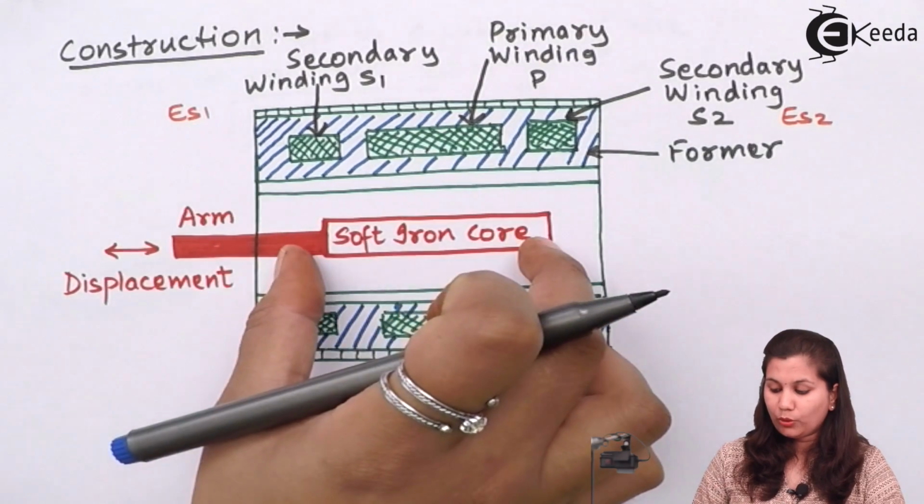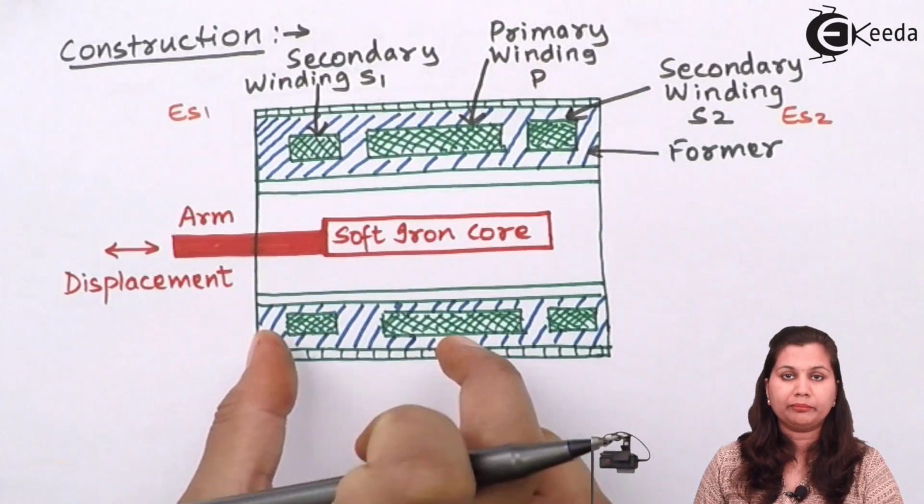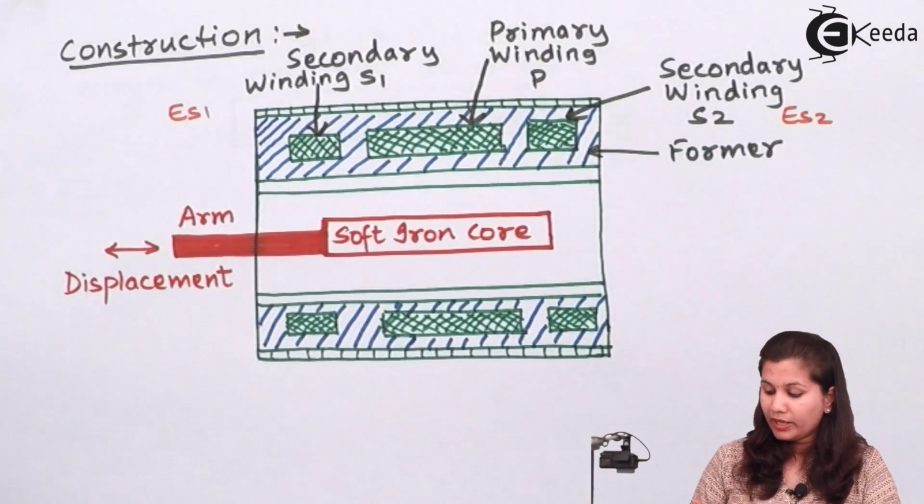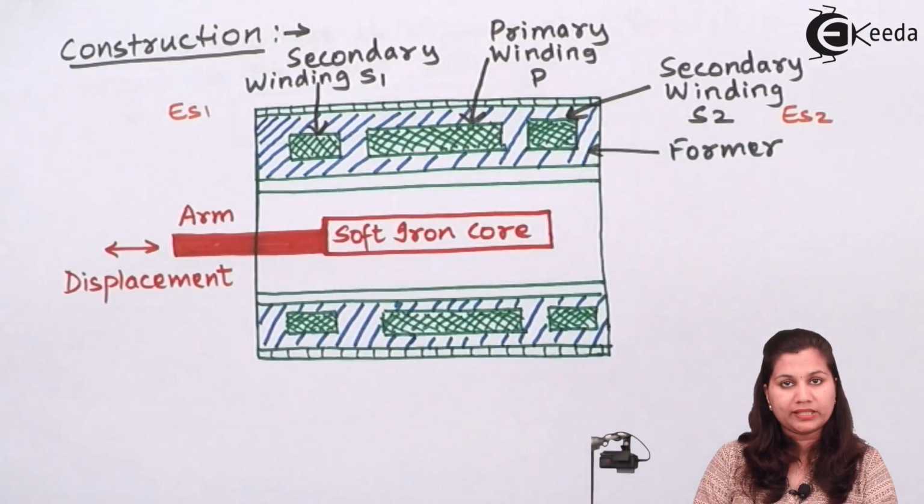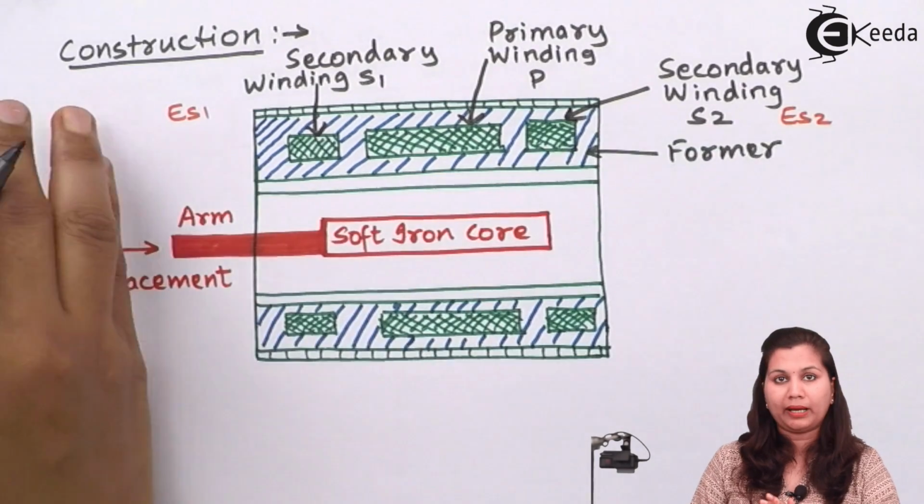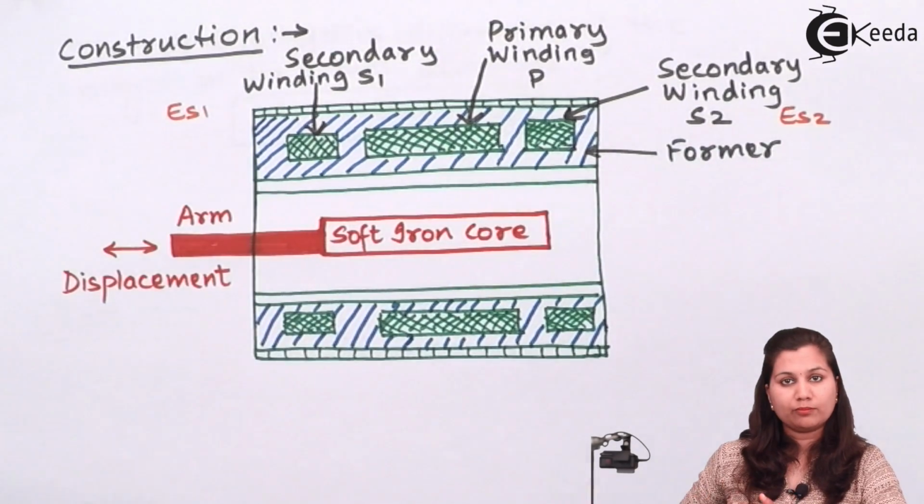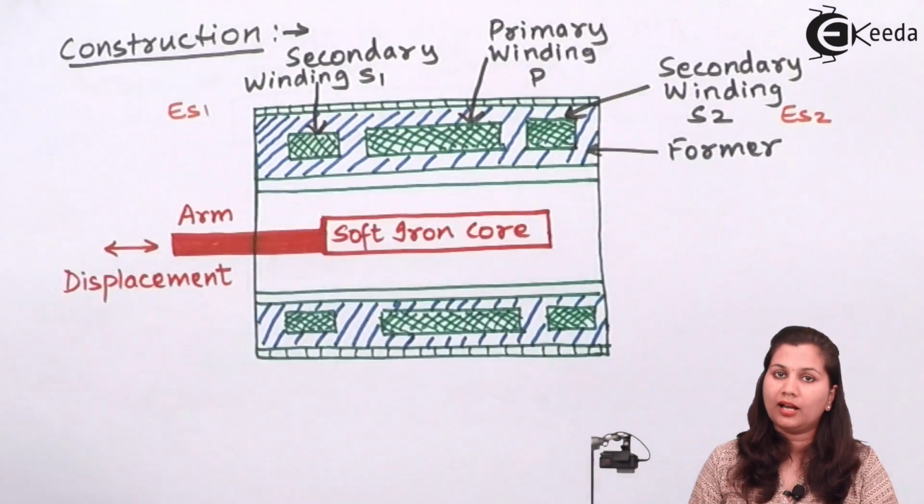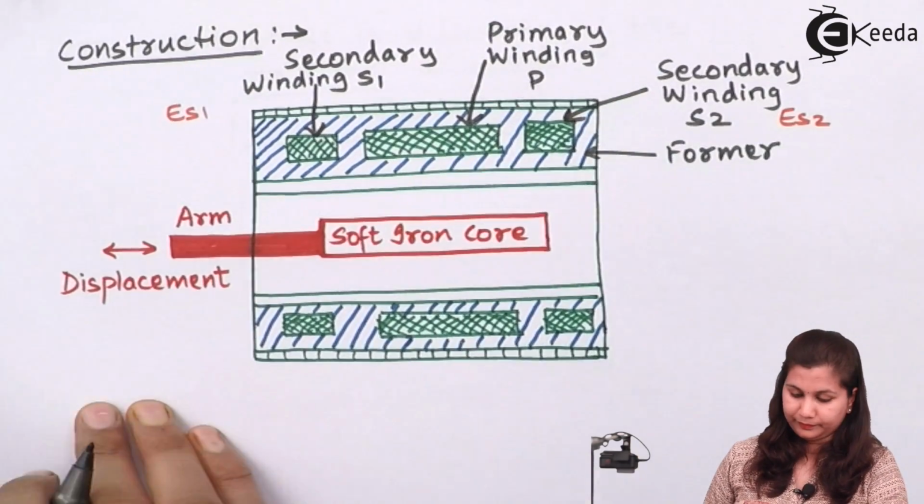When the soft iron core is exactly in the middle, meaning it is at the null position, then the output voltage is 0. If it is more towards the left hand side, then ES1 minus ES2, and when it is more towards the right hand side, then ES2 minus ES1 will be the output voltage.